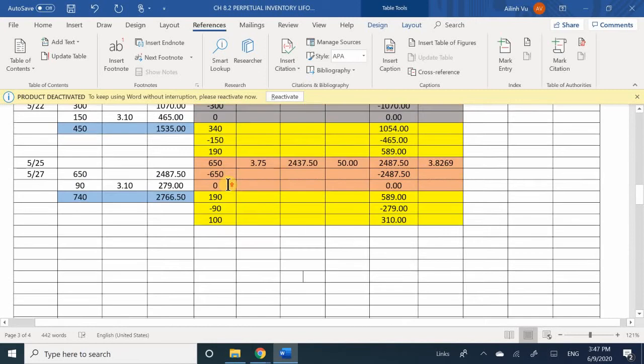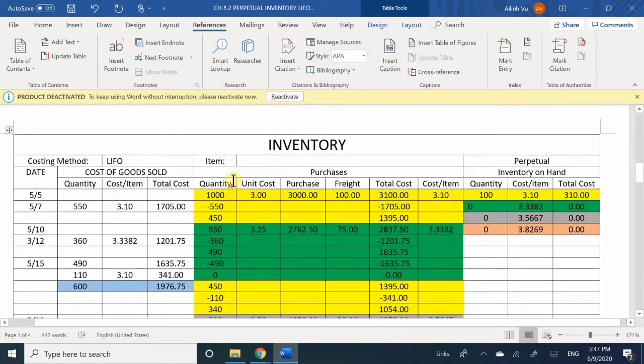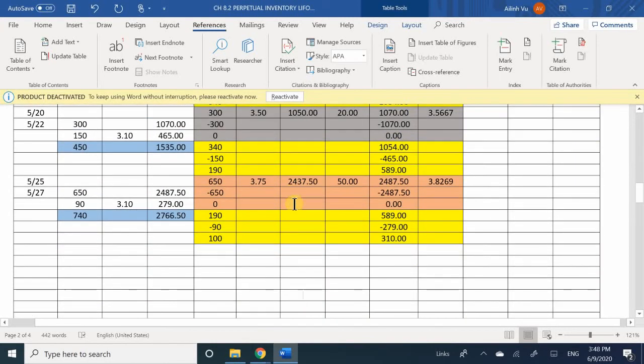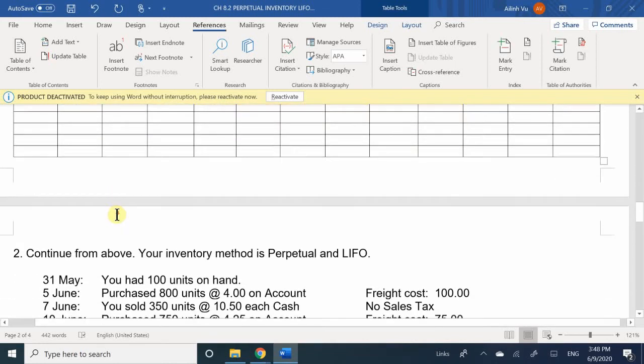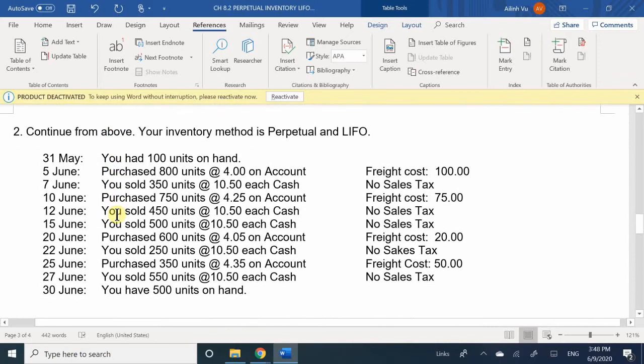All right. Okay, so again, we did this, we caught everything. This should be the correct answer because we ended up with 100. And if we calculate 100 times the original price for that one batch, we can validate that we ended with 310. Good. So now we're going to continue with our portion here. It says that on May 31st, you should start with 100 units on hand.